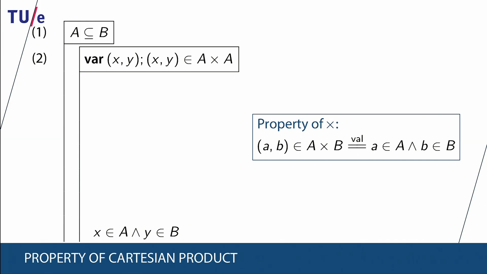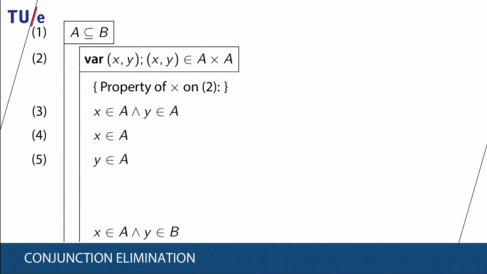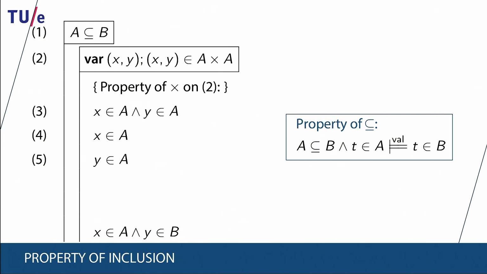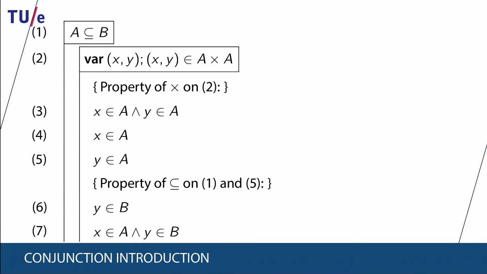We now switch to forward reasoning mode. Again, by the property of Cartesian product, from the assumption that the pair x, y is an element of the Cartesian product of A with itself, it follows that x and y are both in A. We apply conjunction elimination to get both conjuncts as separate formulas. Next, by the property of inclusion, we can use the assumption that A is a subset of B, which is still valid, to conclude from y in A that y is also an element of B. And then, with an application of conjunction introduction, our derivation is complete.